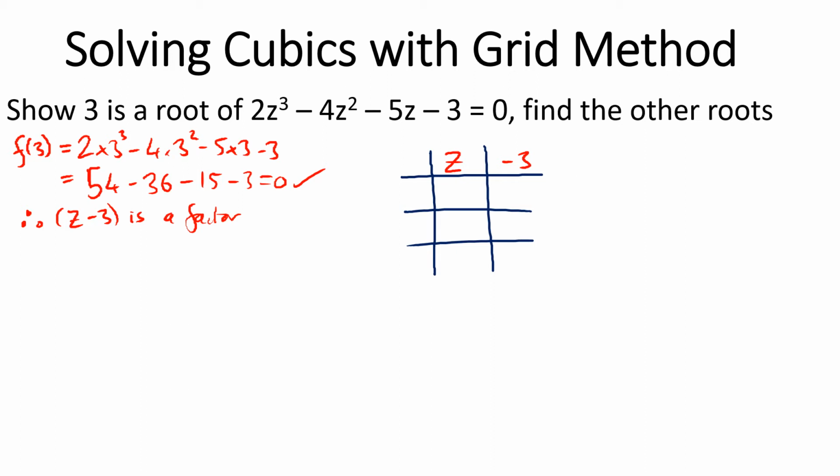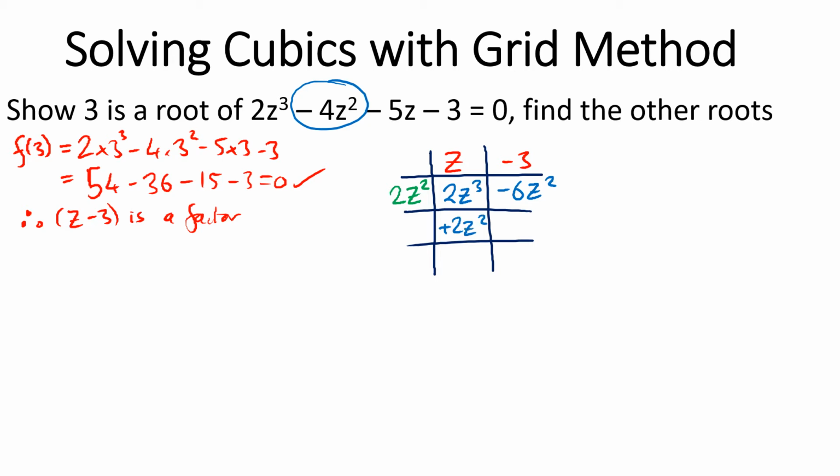And our first power is going to be 2z cubed, so that means we need to start with a 2z squared here, which means, oh, hang on, wrong place. That should be a 2z cubed, which means that this is going to be our 2z squared. Multiplying that out, that means we're going to have minus 6z squared here, but we want minus 4z squared, so we're going to have to add 2z squareds to that.